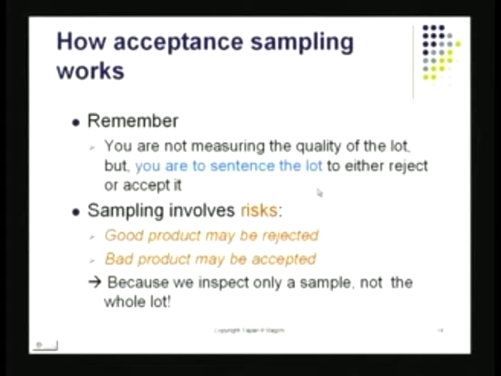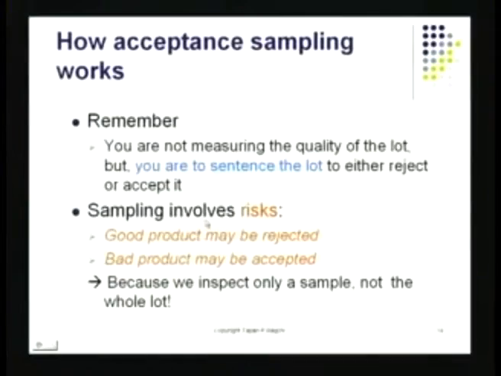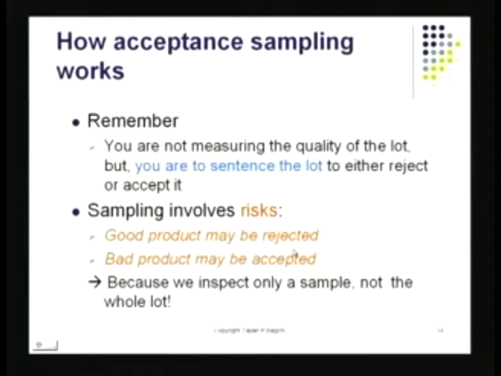So what we have to remember now is that I'm sentencing the lot. Sentencing basically means deciding to accept the lot or to reject it and return it to the supplier, based on whatever I see in the sample. There are two risks involved here, because I'm not doing 100% inspection; I'm basing my decisions on the samples only, of size little n. A good lot may be rejected, which is very possible, and also a bad lot may be accepted. These are the two types of risks.